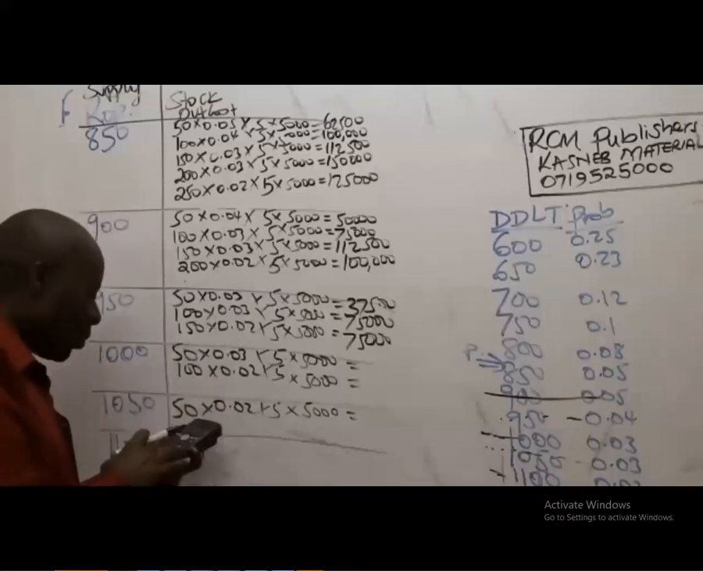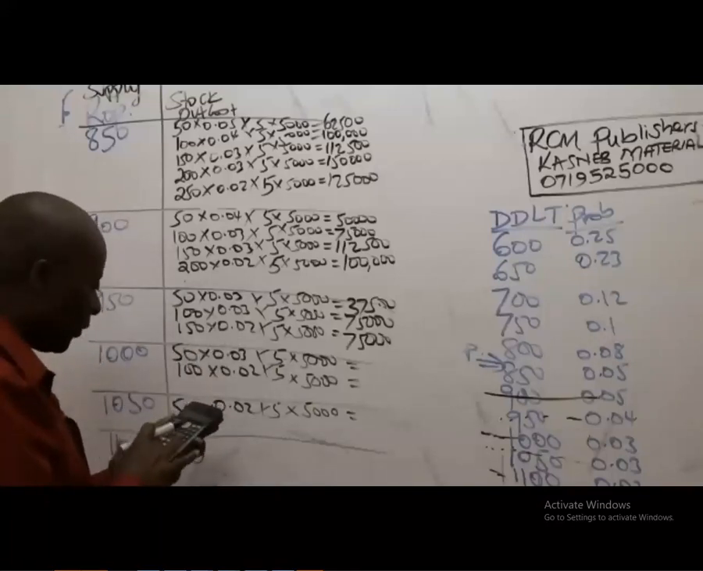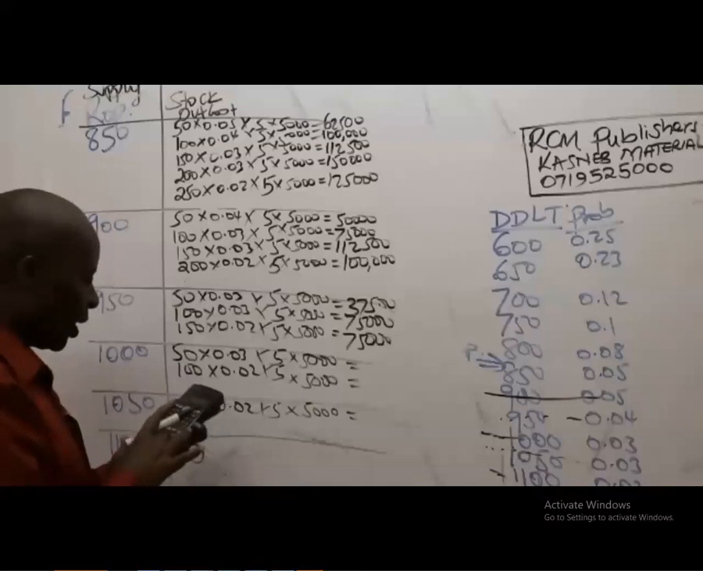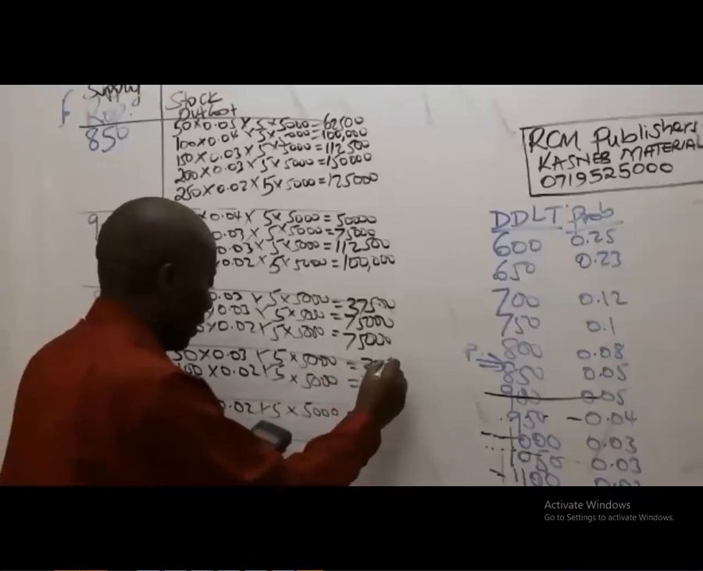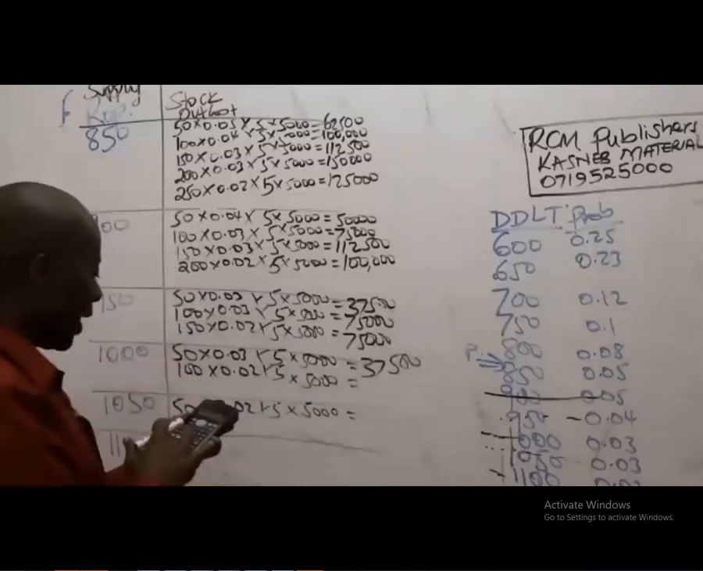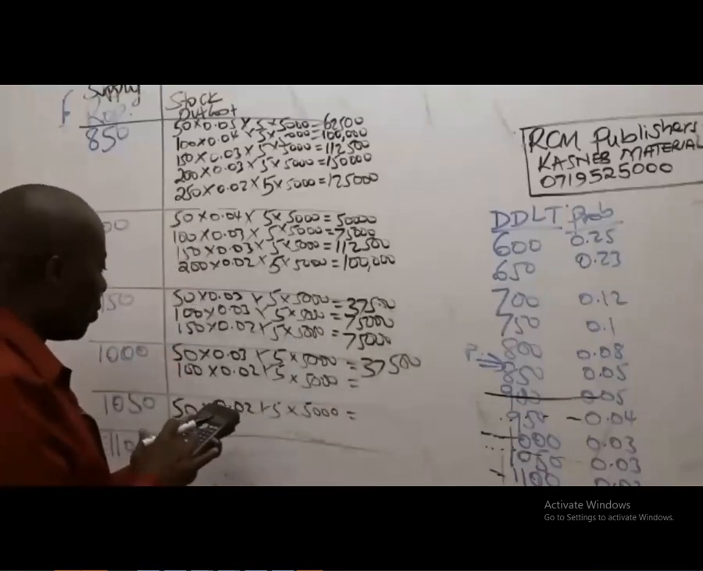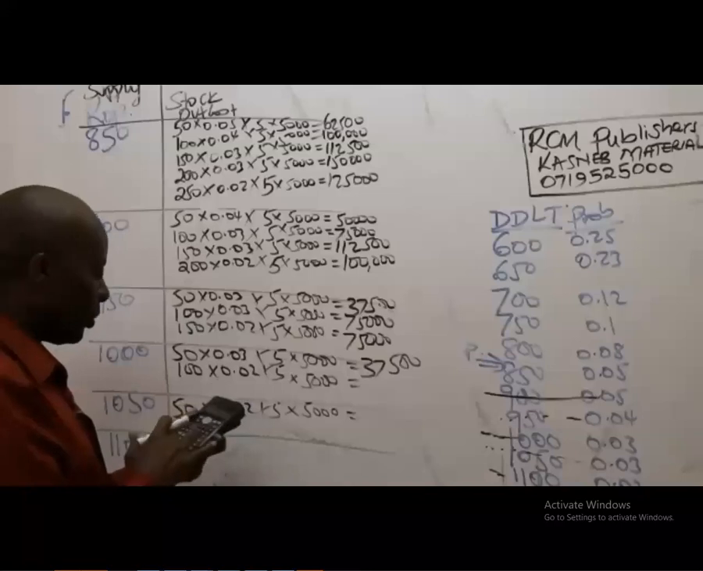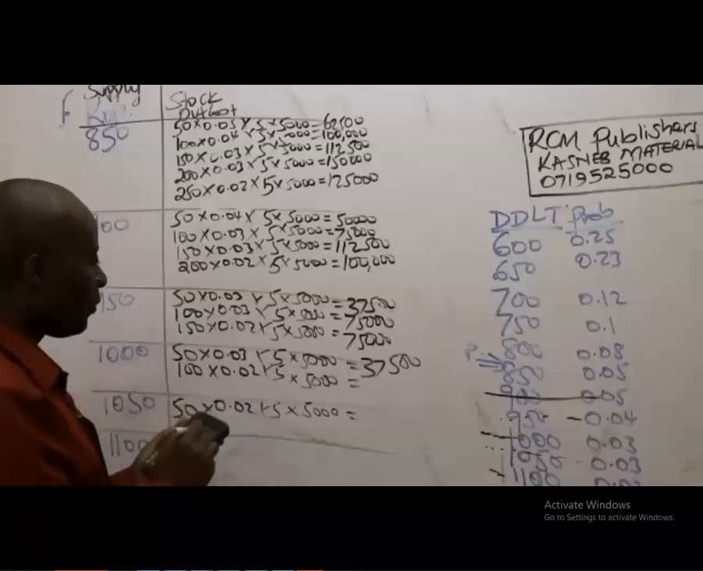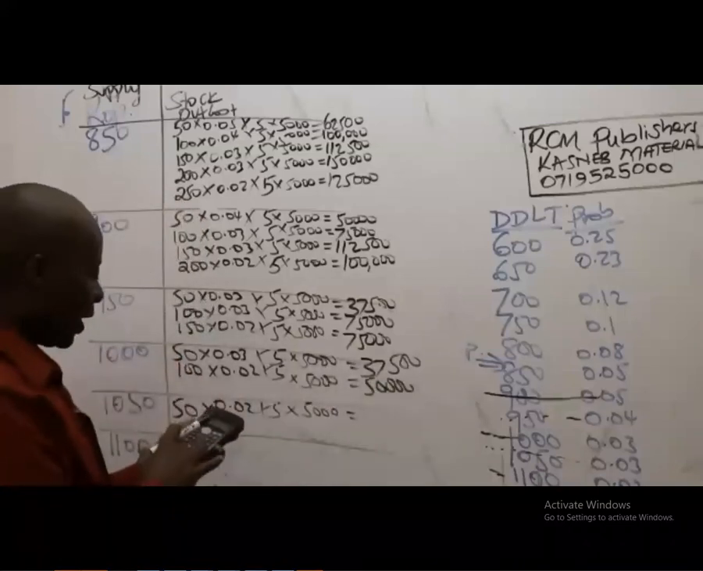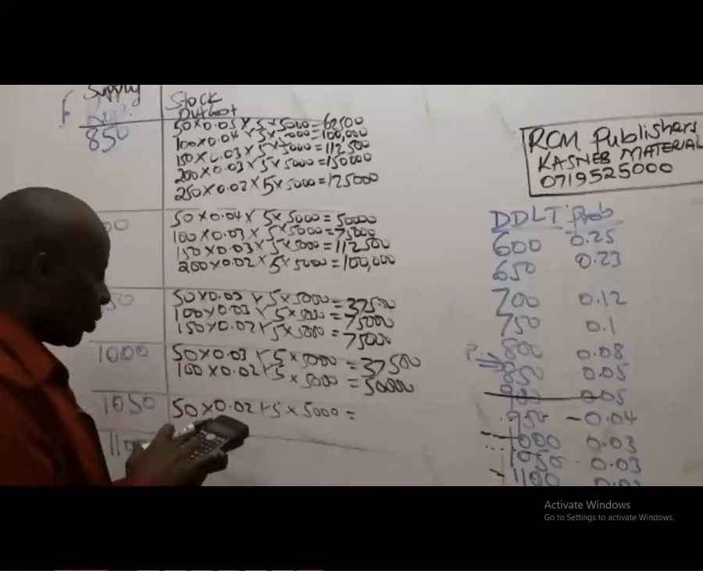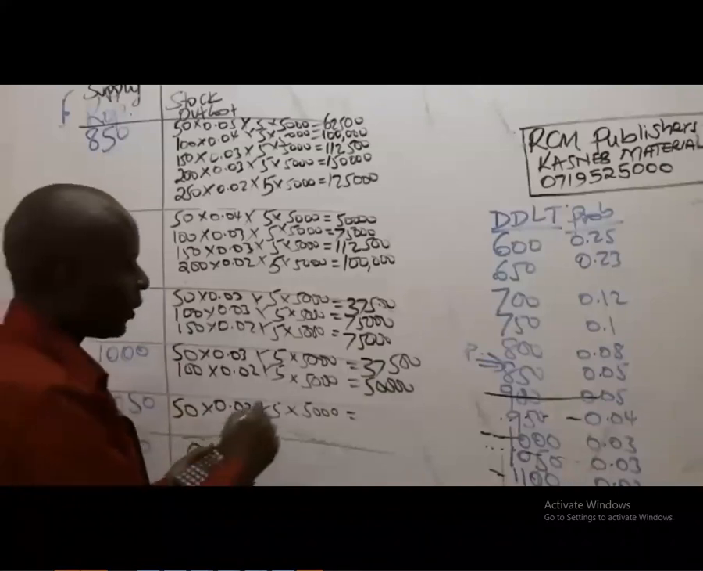So come down here, we have 50 times 0.03 times 25,000. What figures are we getting here? We're getting 37,500. Then we have 100 times 0.02 times 25,000. This gives us 50,000. From there, we have the last one, which is 50 times 0.02 times 25,000, which will give us 25,000 exactly.